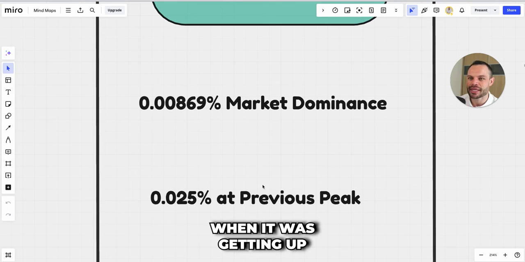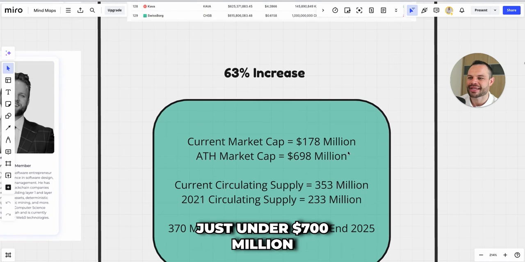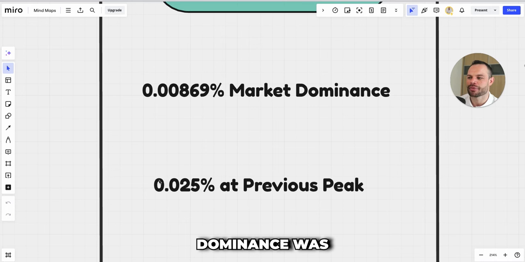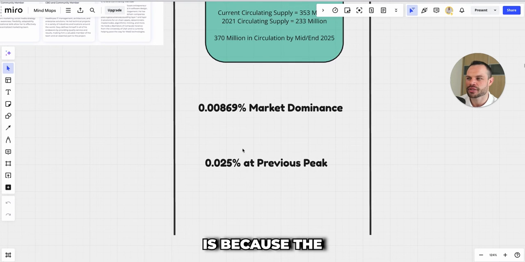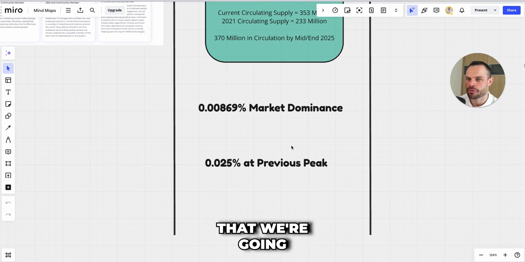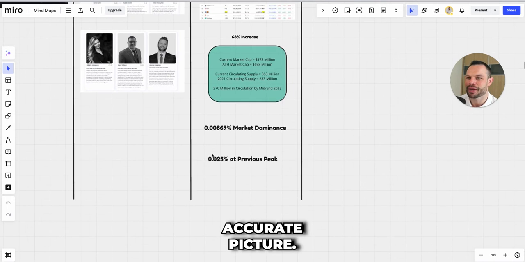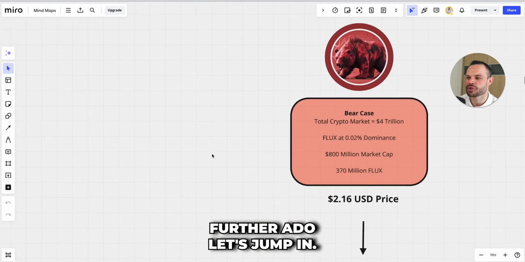But back at its peak, when it was getting up to that overall market cap of just under $700 million, its market dominance was closer to 0.025%. And again, the reason we're calling this out is because the overall market dominance is a variable that we're going to be plugging into our price prediction equation to help give us an accurate picture. So without further ado, let's jump in.